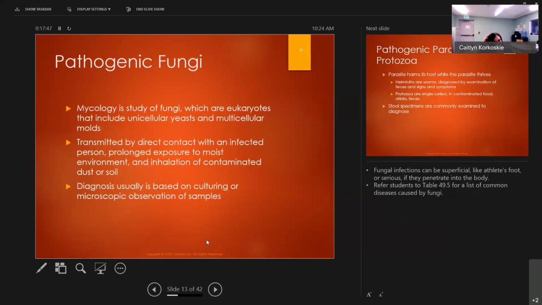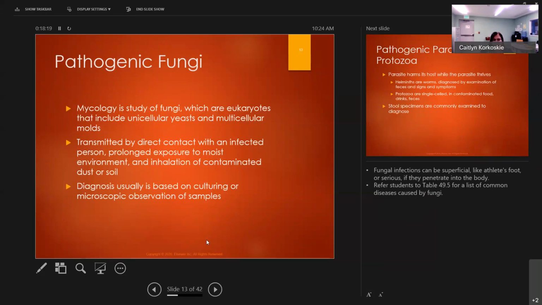Okay, so pathogenic funguses. Mycology is the study of the funguses, which are eukaryotes that include unicellular yeasts and multicellular molds. They're transmitted by direct contact with an infected person, prolonged exposure to a moist environment, and inhalation of contaminated dust or soil. Diagnosis is usually based on culturing or microscopic observation of samples.